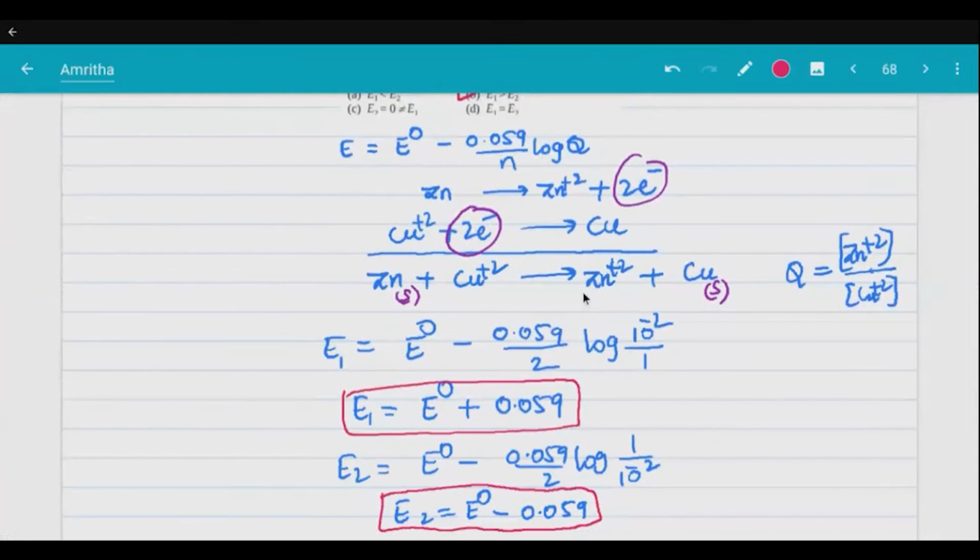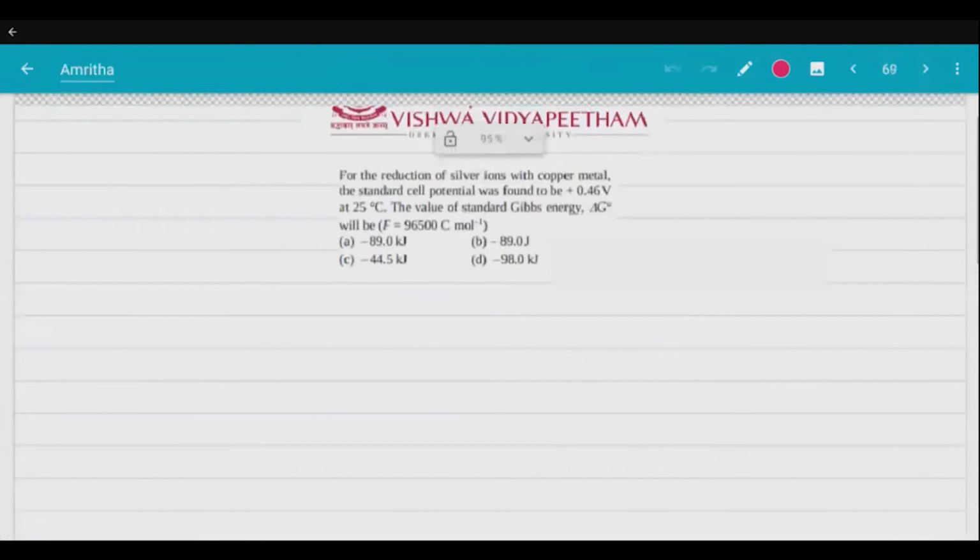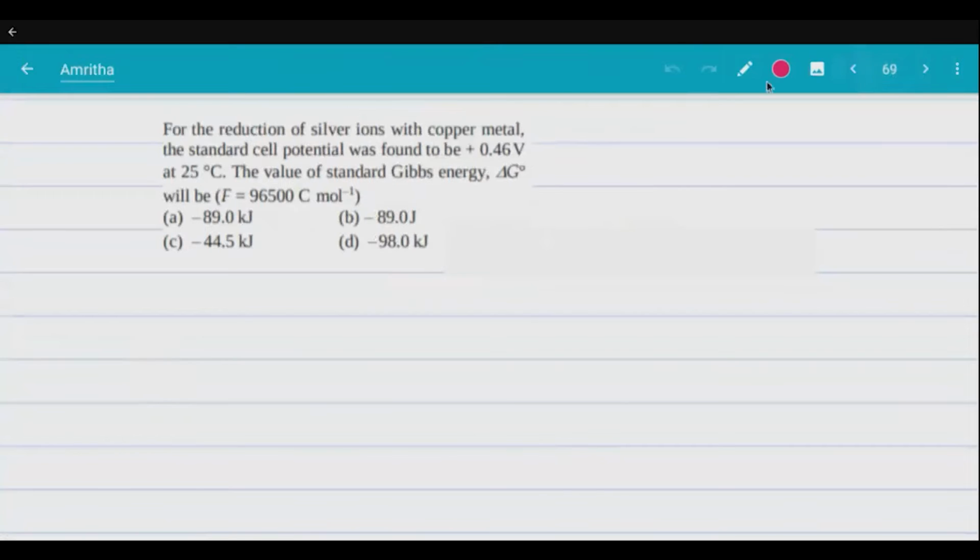No doubts? Okay, fine. So we'll move on to the next question now. The reduction of silver ions with copper metal has a standard potential of 0.46. What is the standard Gibbs energy? How do we do this? It is direct substitution, but it's a very, very important model.